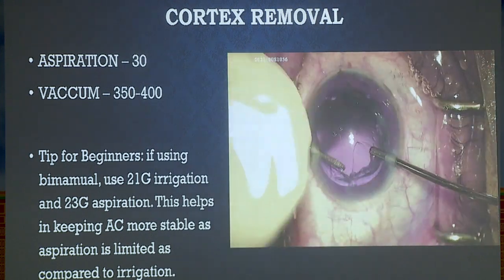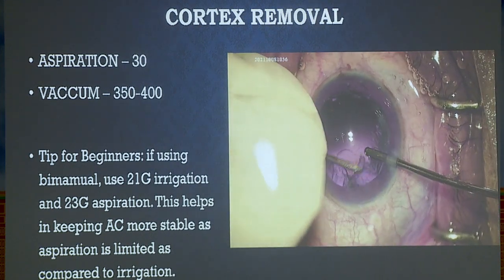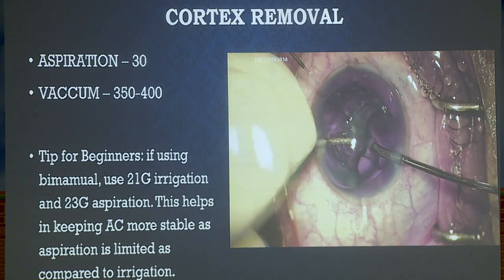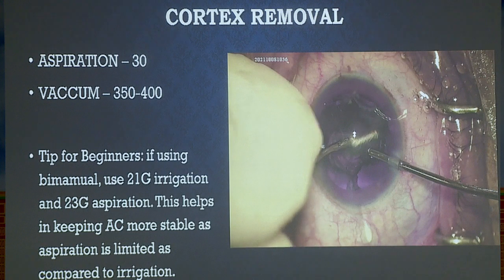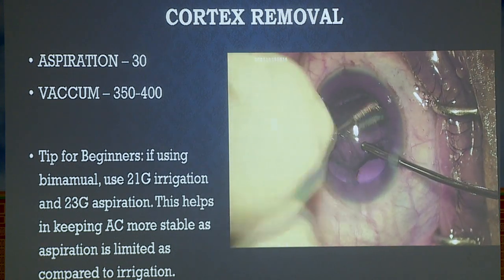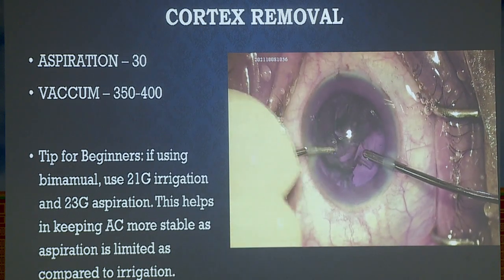In cortex removal, aspiration of 30 and a vacuum of 350 to 400 is required. Bottle height remains the same because cortical pieces, once they are occluded by the aspiration, have to be sucked in. So a good vacuum is required.